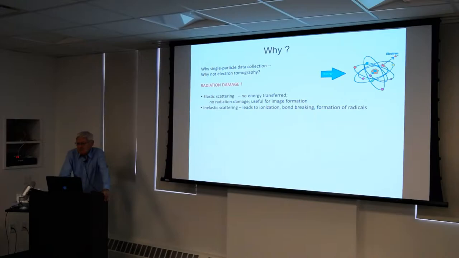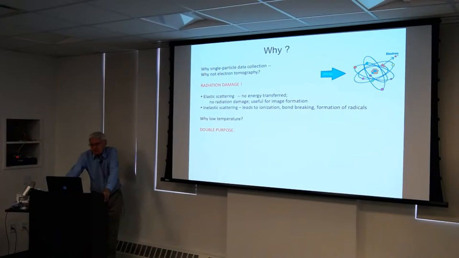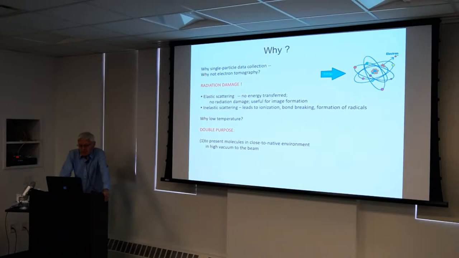So low temperature has a double purpose: to present molecules in close to native environment and in a high vacuum to the beam. So the electrons have to travel in vacuum. And if you expose molecules in their native environment in a liquid to vacuum, then everything blows up and you get a breakdown of the vacuum and the molecule is not preserved in this. And also to trap the damaged molecules and keep radicals from migrating, causing further damage.